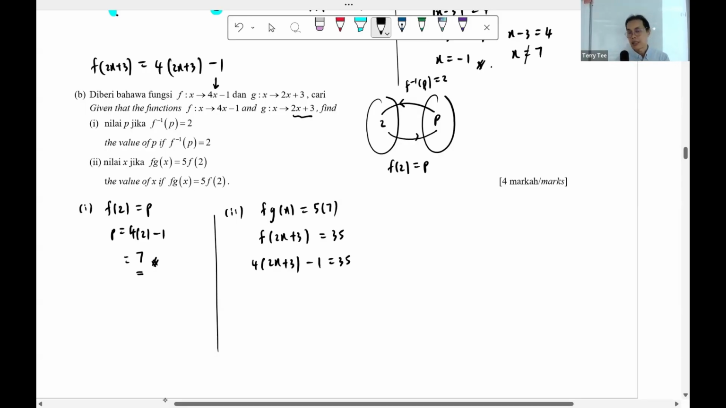Some people, they expand the bracket and simplify first. Some people throw the 1 over first, up to you. So let me do a bit of mixed method. I times inside this 2, I get 8x plus 12. I transfer the 1 over, 35 plus 1 is 36. Then what I do next, I bring 36, I bring the 12 over. 36 minus 12 is 24. 24 divided by 8, my x is 3.